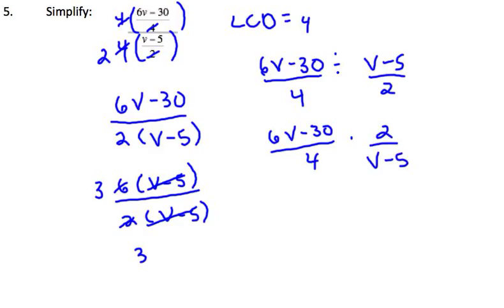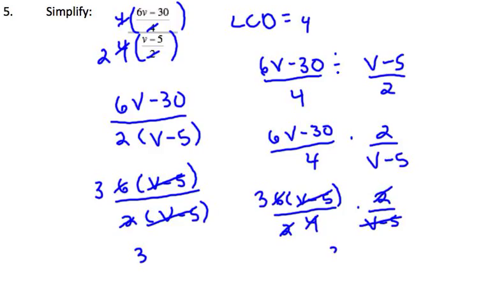Now I have to factor this numerator. That gives me 6 times v minus 5 over 4 times 2 over v minus 5. And of course the v minus 5's divide out, and 2 divides into 4 2 times, and then 2 divides into 6 3 times, and my answer is 3.